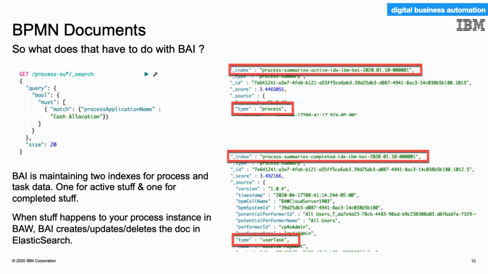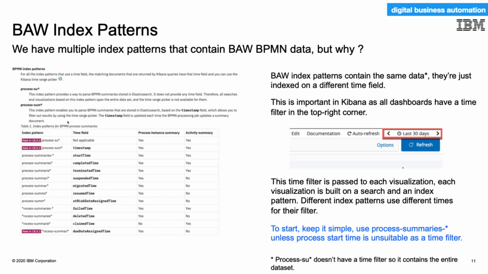So when stuff happens to your process instance over in BAW, BAI is simply creating documents in the appropriate index and updating and deleting them as necessary. So now we understand where the data is going, we can understand a little bit about the various index patterns that are created for us by BAI and why they have such meaningless names. It's a combination of an Elasticsearch limitation and the need to provide time filters against different timestamps that exist in BPMN documents.